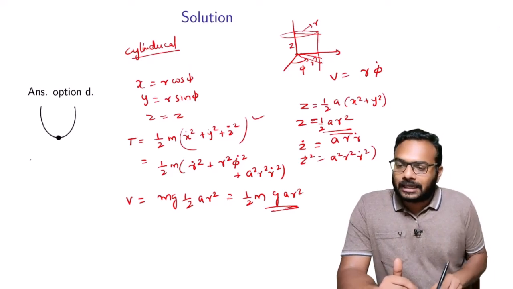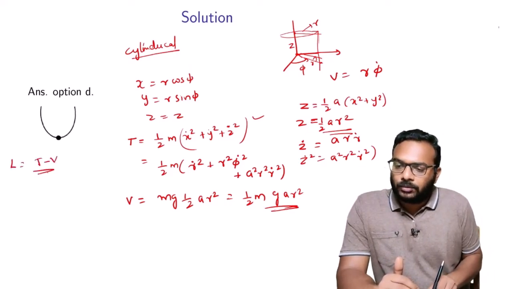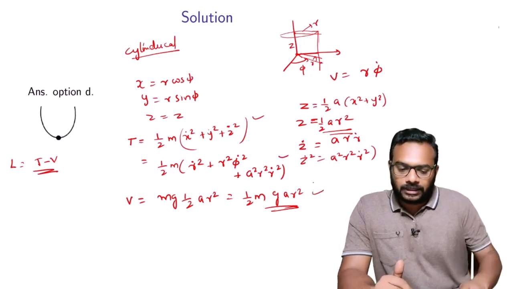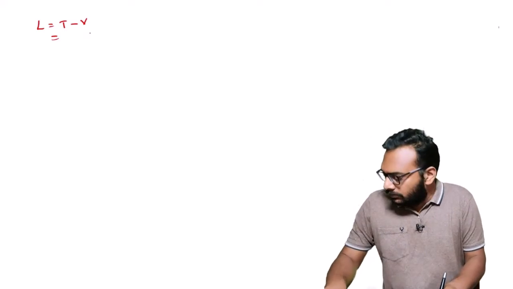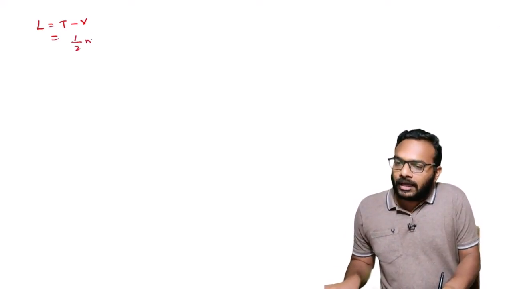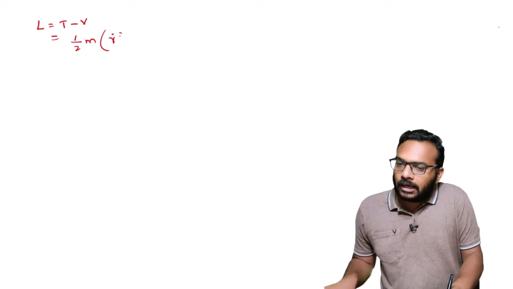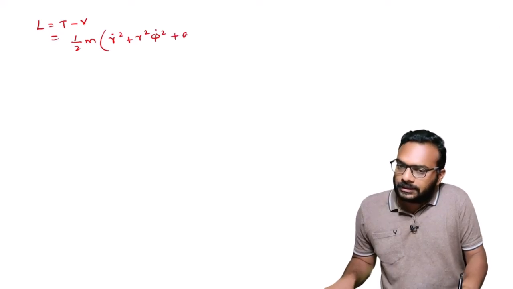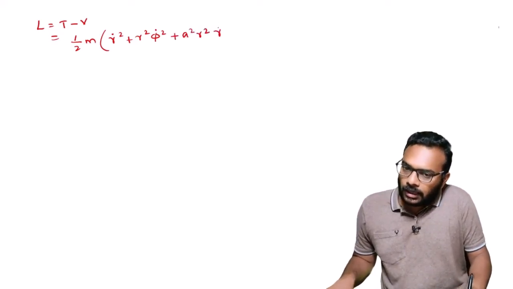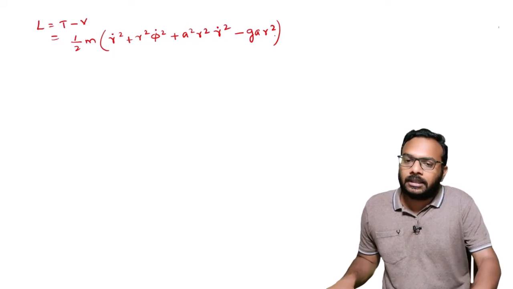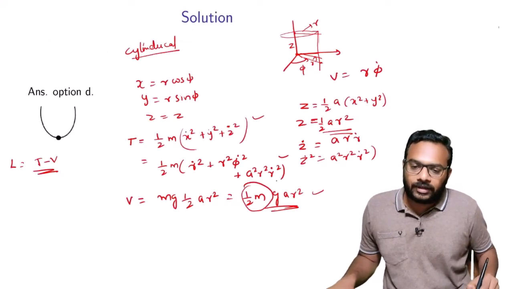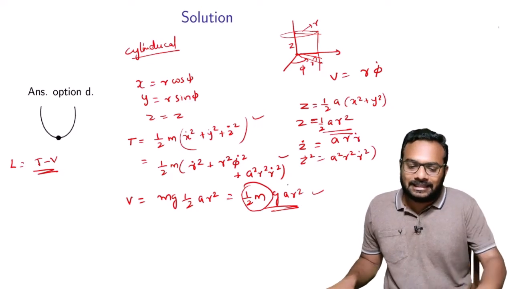All right. Now what's the Lagrangian? L equals T minus V. We have got T here and V here, so we just substitute these and simplify. The Lagrangian is T minus V, which equals half m, we can pull this outside, times R dot square plus R square phi dot square plus A square R square R dot square, minus g A R square, because we have pulled half m outside and it's T minus V.